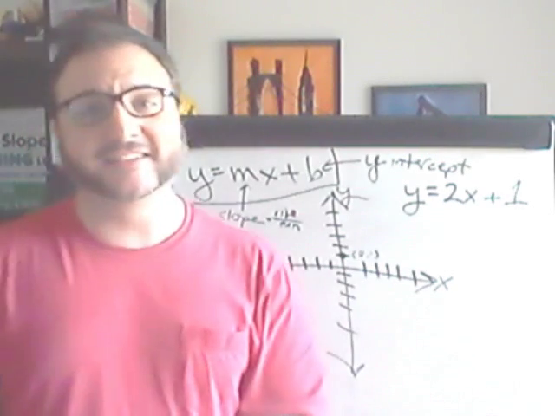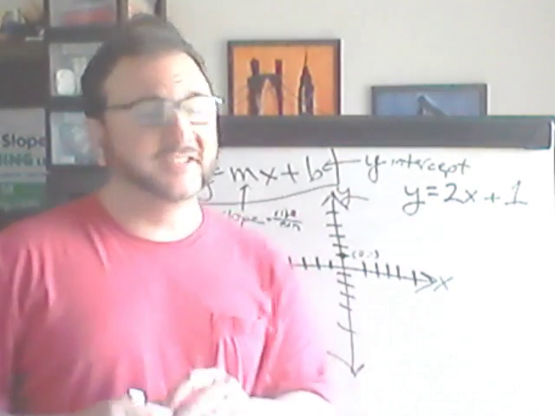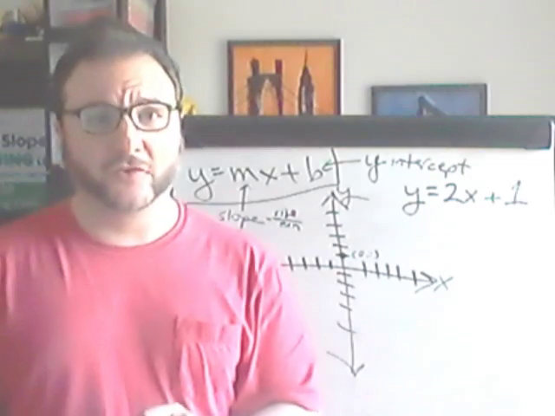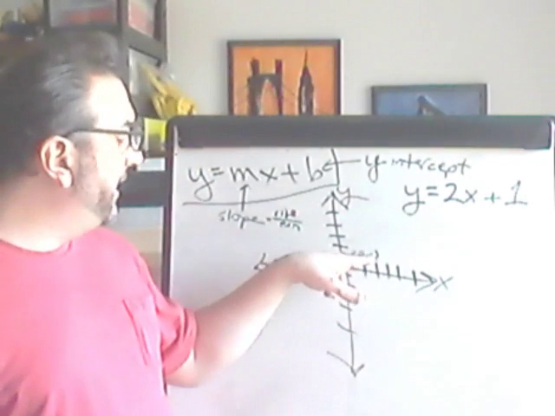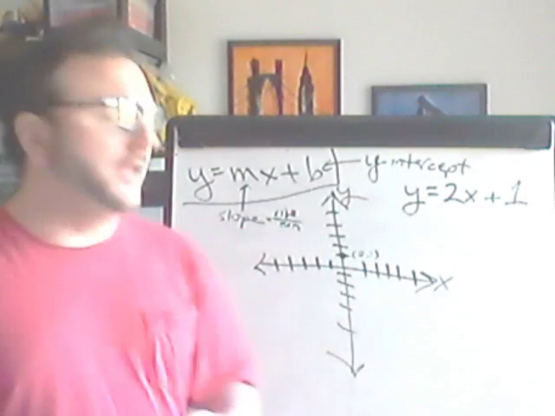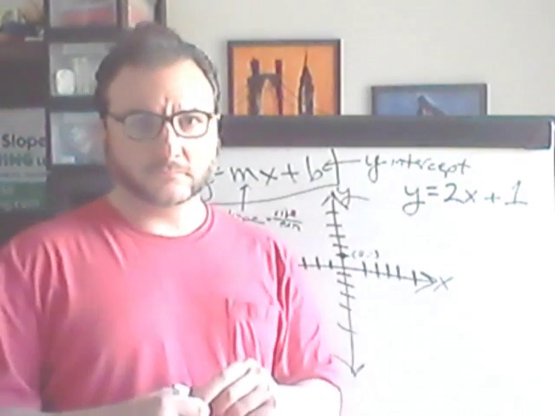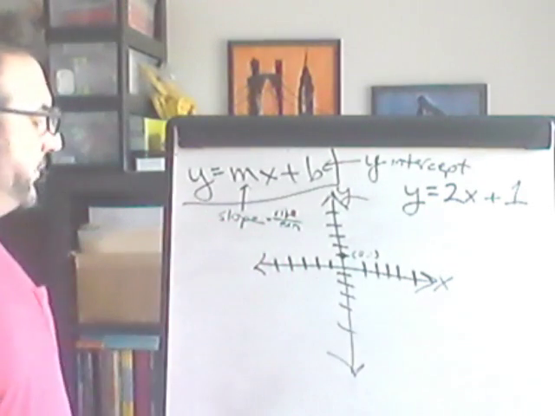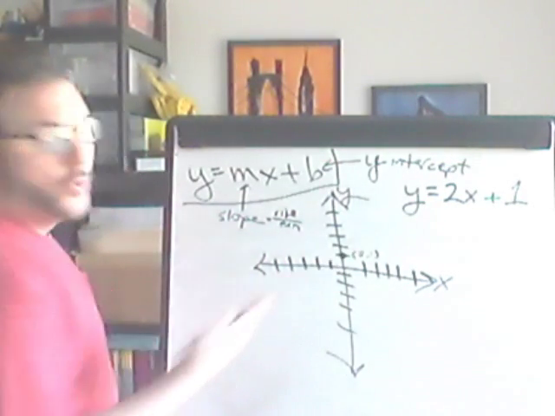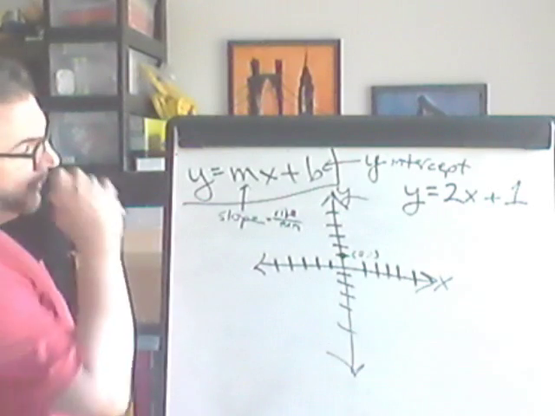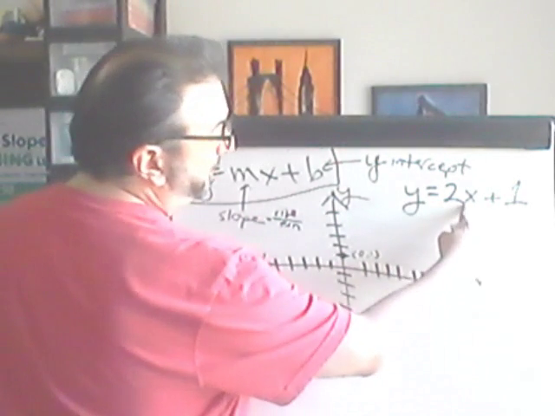Since the y-axis is 0, technically this is on 0 for the x, and then the y number is 1 because it's on positive 1. So this is my y. This is where the line will intercept the y-axis. I skipped the x for now.